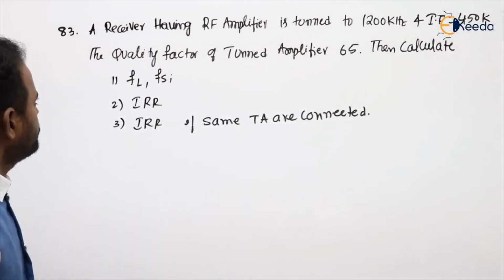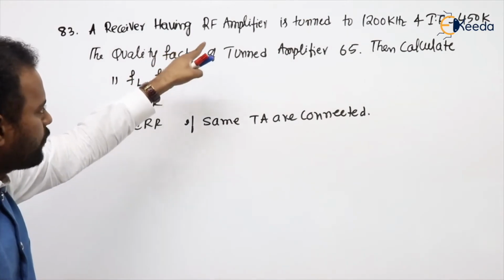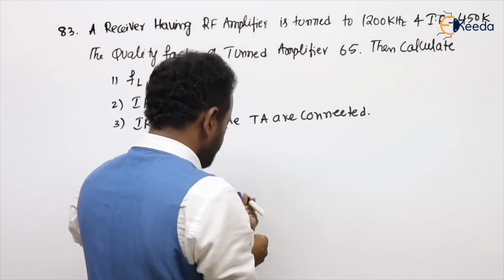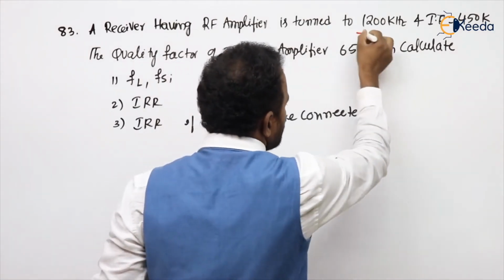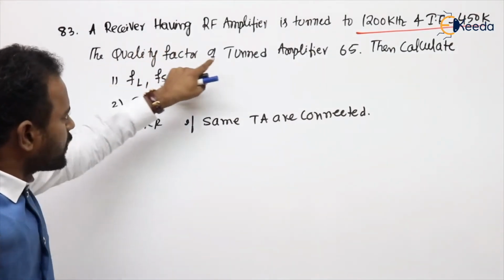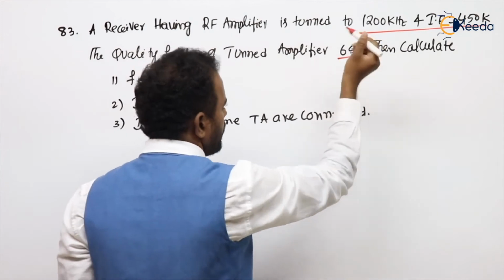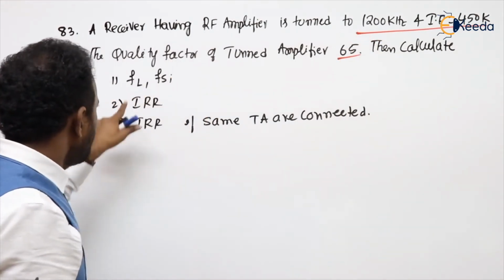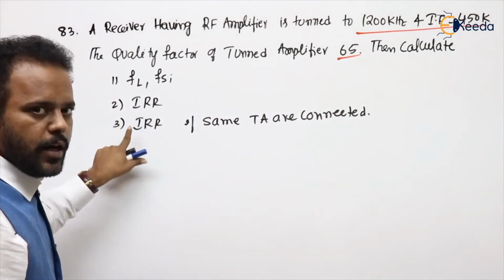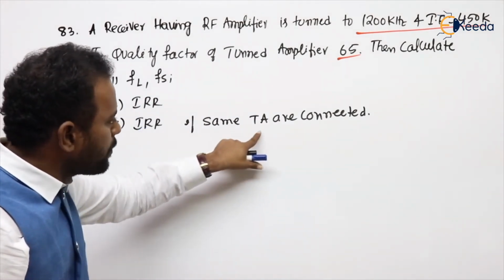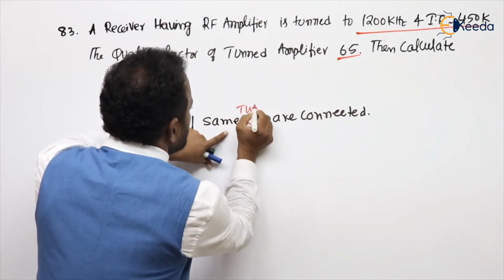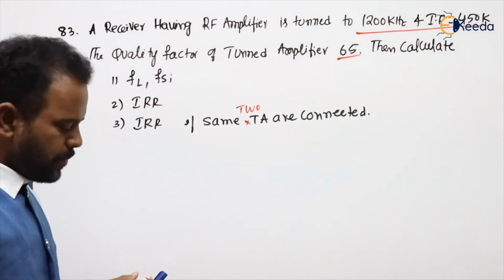See the next problem. A receiver having an RF amplifier is tuned to how much? Tuned means FS value. What is the FS value given? 1200 and IF value is 450 kilo. Quality factor of the tuned amplifier is 65 given. Calculate FL, FSI. First question. Second question, IRR. Third question, IRR if two same tuned amplifiers are connected. That is the problem.